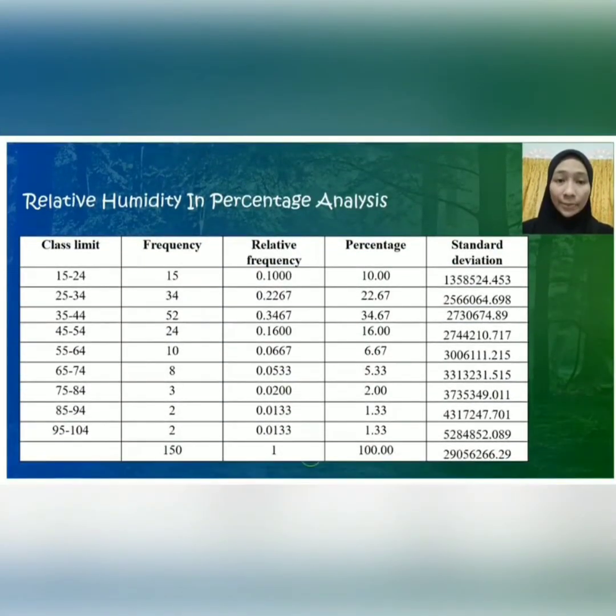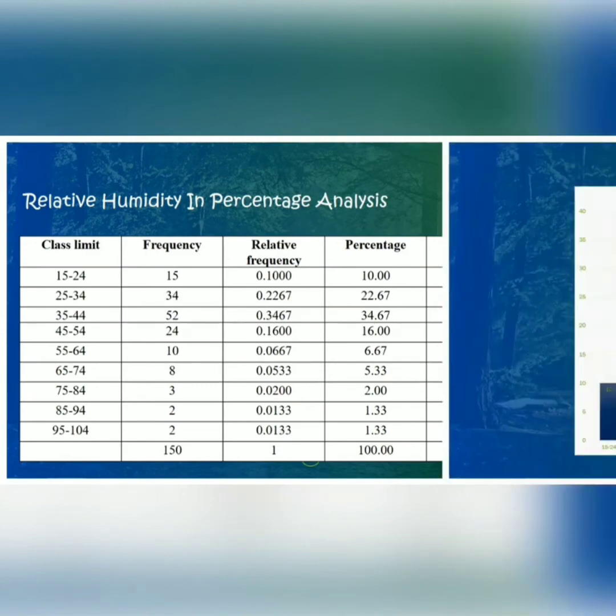Next, this bar graph is representing the relative humidity of forest fires. Based on the graph, the major frequency of relative humidity is 52, which represents 34.67%. The lowest frequency for this relative humidity is 1.33%. The mode for this relative humidity is the same as the highest frequency, which is 34.67%.